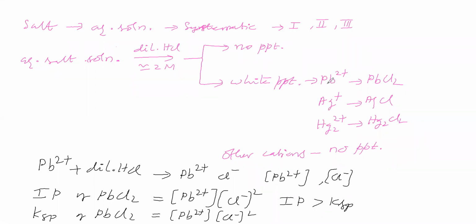For these cations, the ionic product is less than the solubility product. Therefore, these cations do not precipitate in group 1. Okay, so group 1 we have done. Next we will go for group 2.